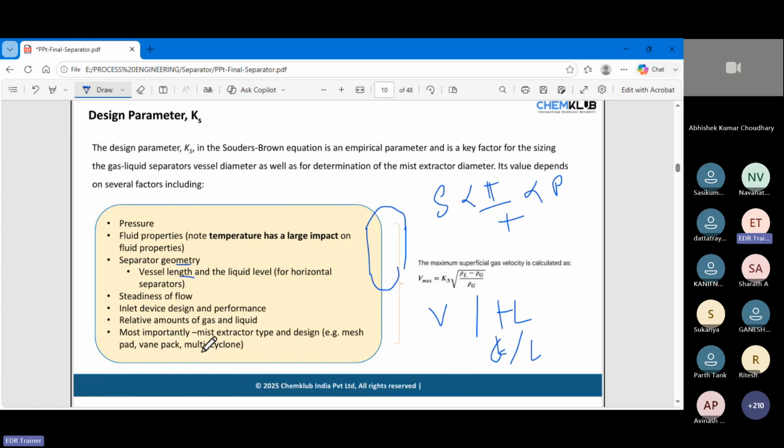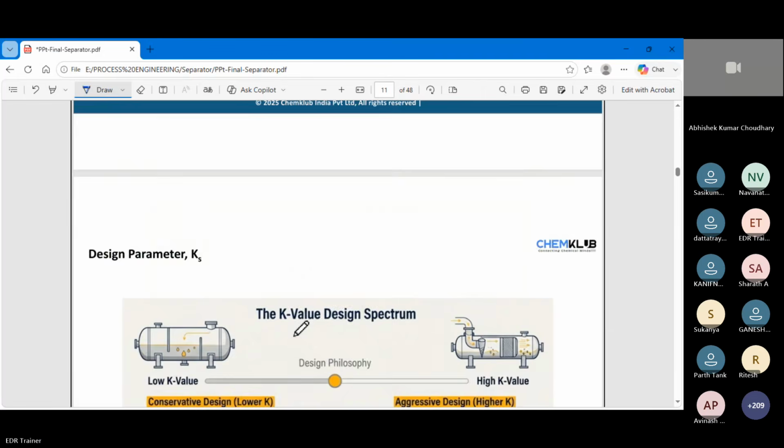Most importantly, the mist extractor type and design, like mesh pad, vane pack, multi-cyclones. Those are the internals, and we have specific requirements for where to use them.